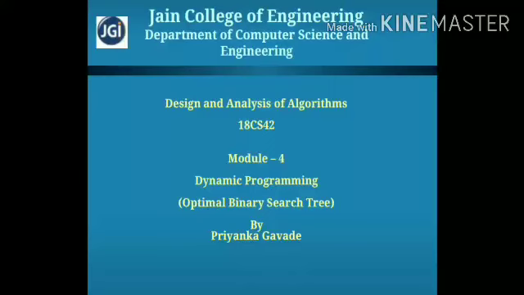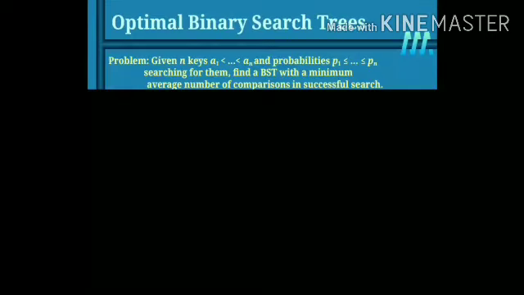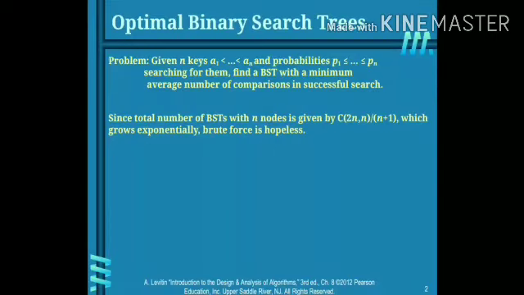So today we shall discuss optimal binary search tree. The optimal binary search tree is a problem wherein we are given n keys a1 to an such that a1 is less than a2 and so on till an minus 1 is less than an, with the respective probabilities p1, p2 and so on till pn, and such that p1 is less than p2 and p2 is less than p3 and so on till pn minus 1 is less than pn.